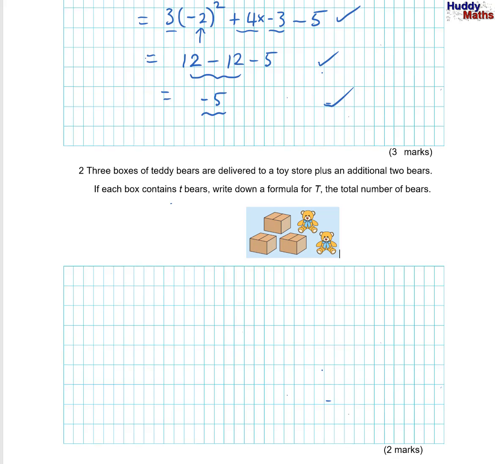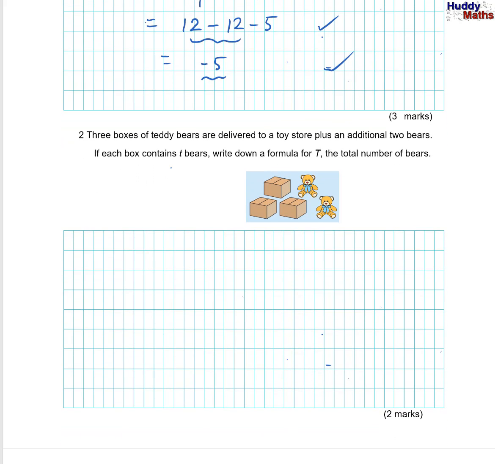Okay, so let's come down to question 2. So not a bad idea to circle or underline the information. So it's 3 boxes of teddy bears and an additional 2 teddy bears. That's the picture we've got here. So we've got 3 boxes and 2 left over. If each box contains t bears, write down a formula for T, the total number of bears.